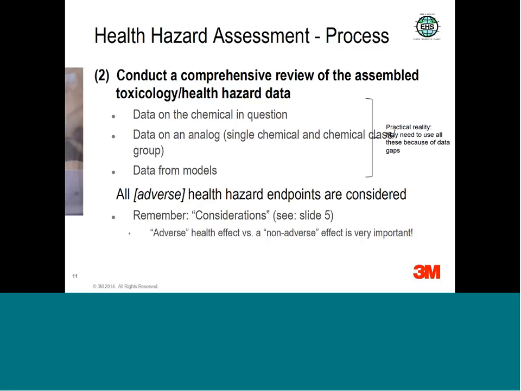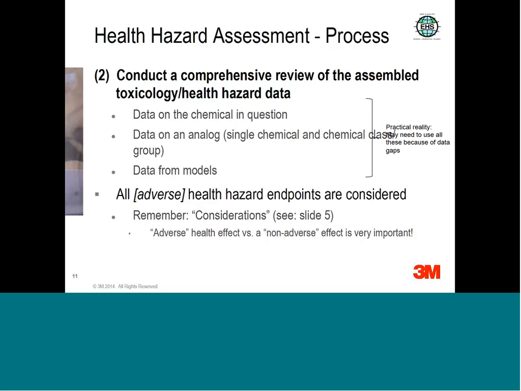Then we conduct our comprehensive review of the assembled data, and we look at the hierarchy. Essentially, we look at the data for the chemical in question. If we don't have much of that, we look at data on the analog in single chemical class or a group, and then data from models.